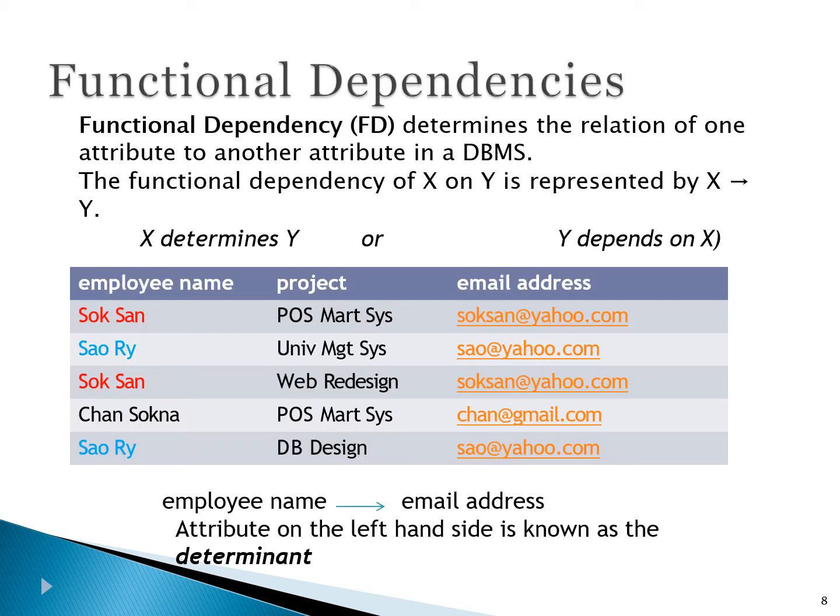Now to understand the definition of 2NF, we need to know what is functional dependency. It basically shows the relation of one attribute with another attribute. For example, functional dependency of X on Y is represented by X arrow Y. It is also termed as X determines Y or Y depends on X. As in the table, we can see that email address is determined by the employee name. Here, employee name, that is the attribute on the left hand side of the functional dependency, is called the determinant.